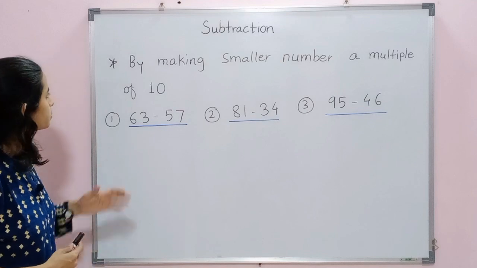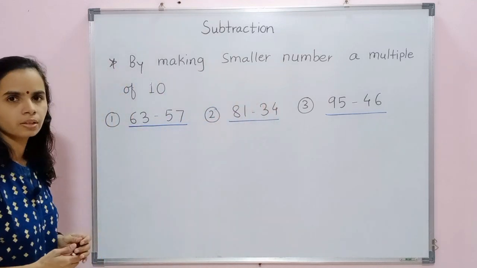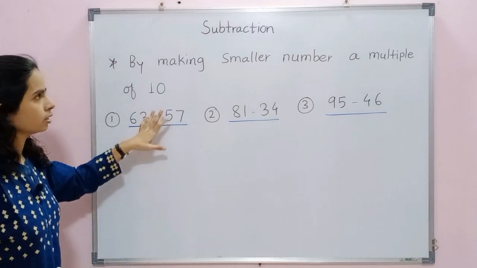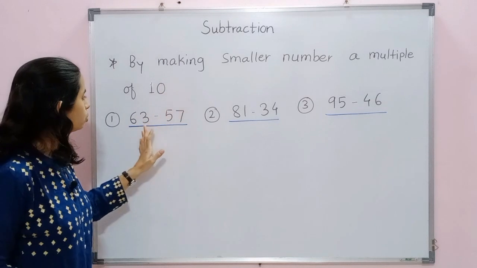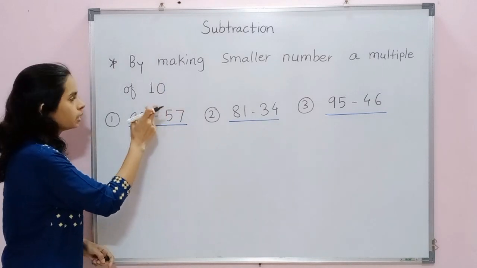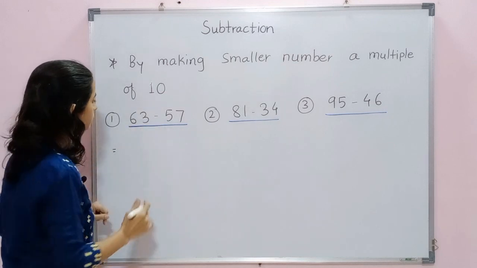Let's go for the next method, by making the smaller number a multiple of 10. Here we will go through an example, and in this method we have to adjust both the numbers in this way so that the smaller number will be a multiple of 10. See, we will solve this example.